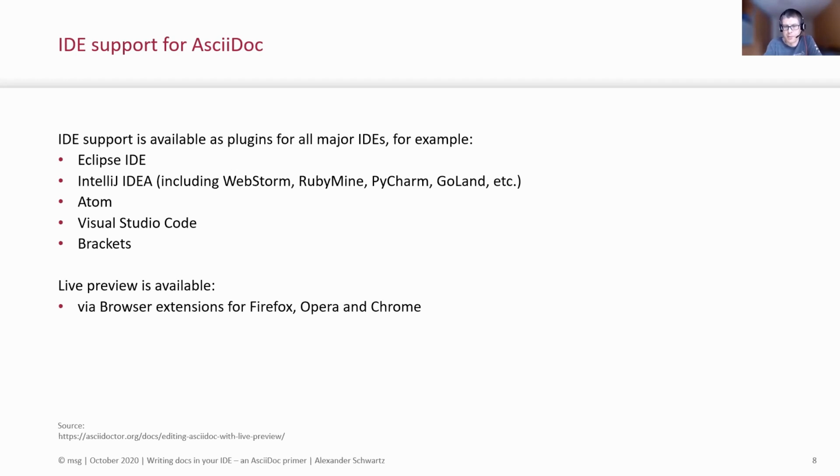There's also a live preview that you can plug into a browser. Once you open a browser like Chrome, Firefox, or Opera, you can install a plugin that will render a text file fully rendered AsciiDoc style. Or there are standalone editors like JavaFX that you can use.